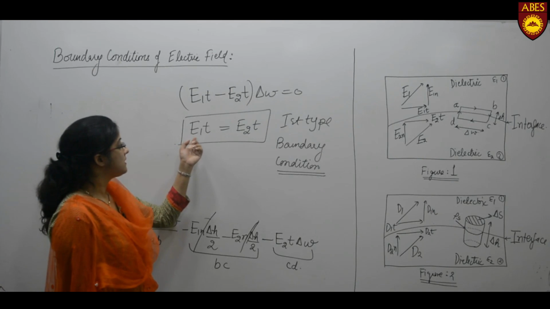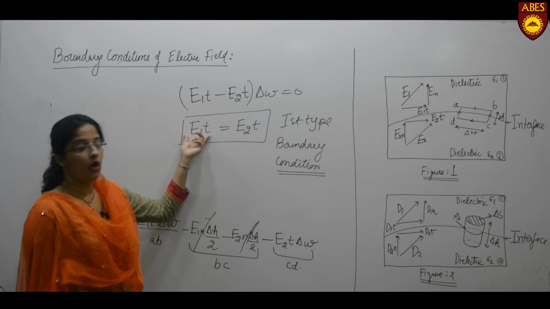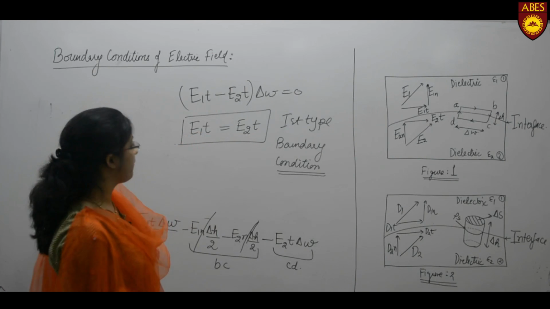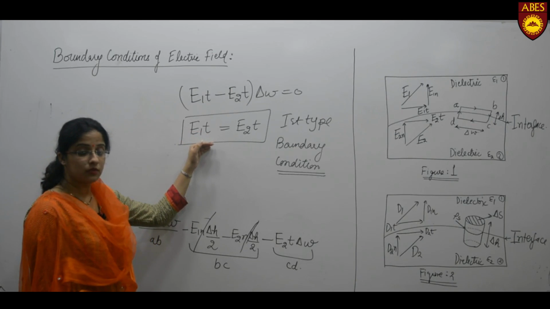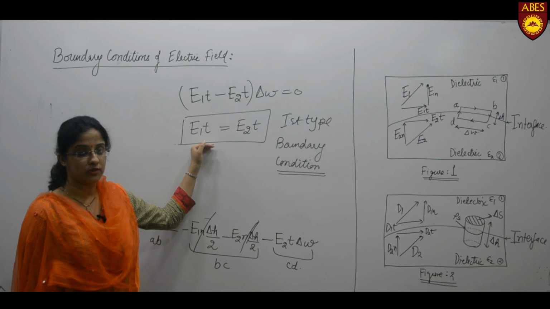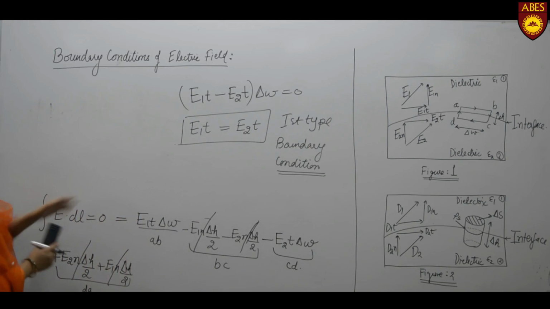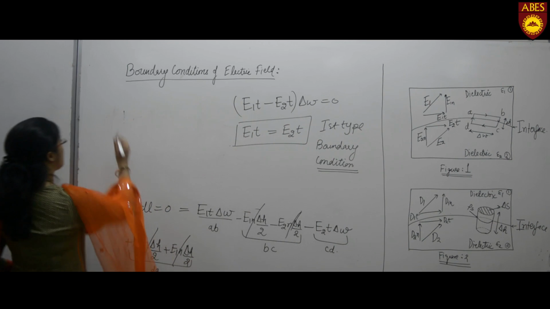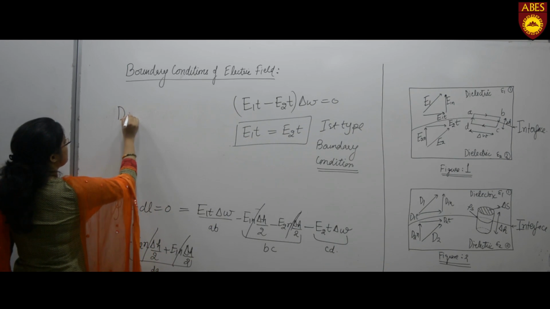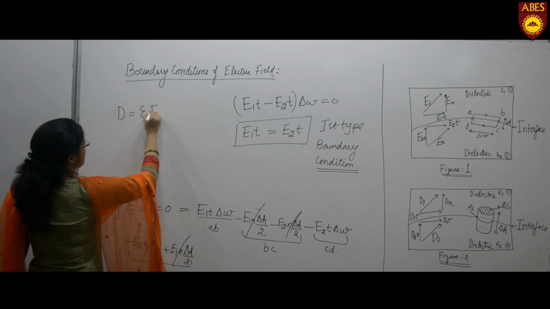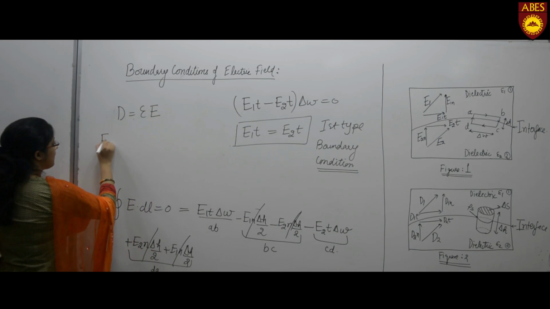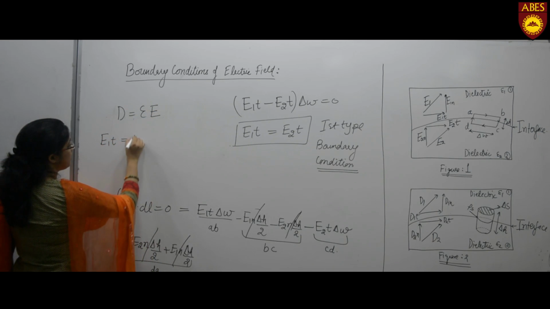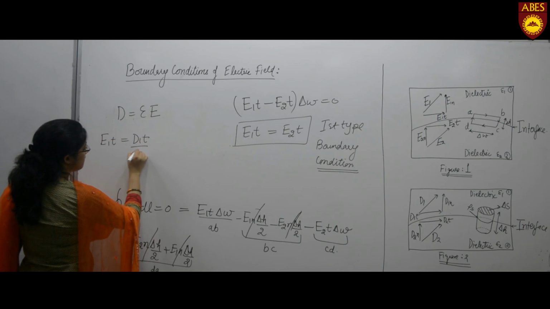Now it can be seen over here that the tangential part of the electric field on both sides of the interface is equal or the same. That is why it can be said to be continuous across the interface. Now if I put the value of electric field in terms of electric flux density, the relation between D and E is D equals epsilon E.